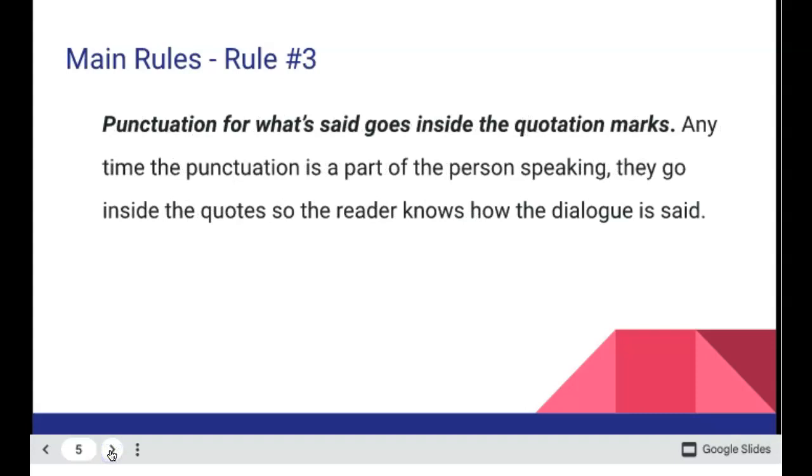Rule number 3 is punctuation for what's said goes inside the quotation marks. Anytime the punctuation is part of that person speaking, it goes inside the quotes, so the reader knows how the dialogue is actually said. Punctuation tells us how to read it, and if that person is speaking it, that punctuation goes inside the quotation marks, and it tells us how that person is actually saying that.